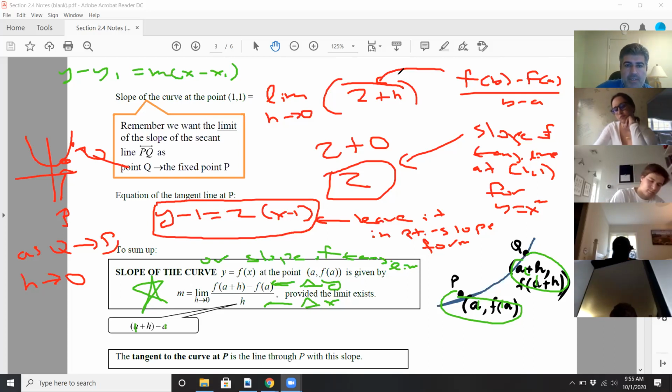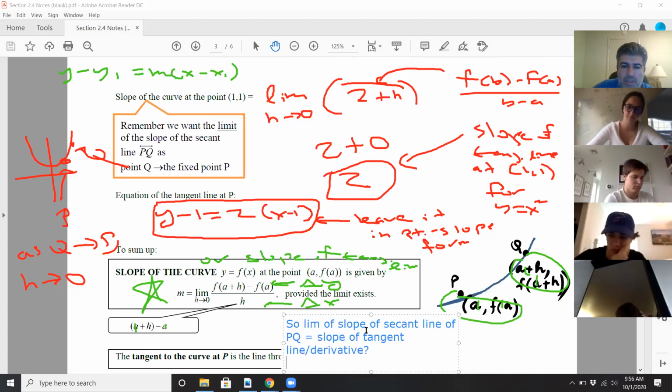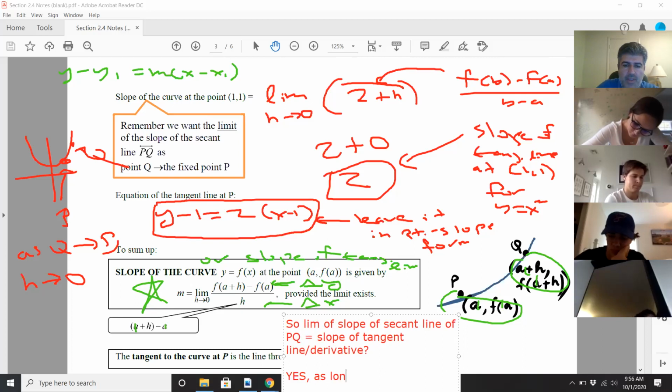Let me see if I can put a text box here. There we go. I should do this more often in Zoom. So limit of slope of secant line PQ equals, and I'll type this in red, yes, as long as Q is getting closer to P.